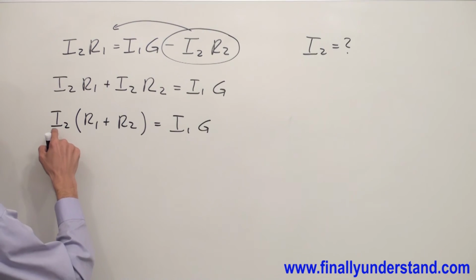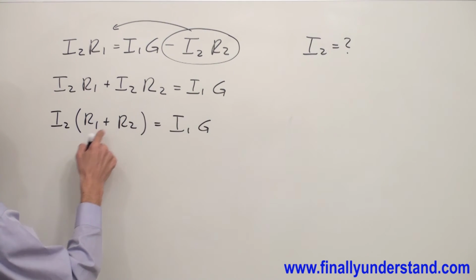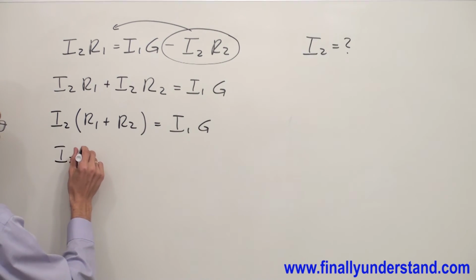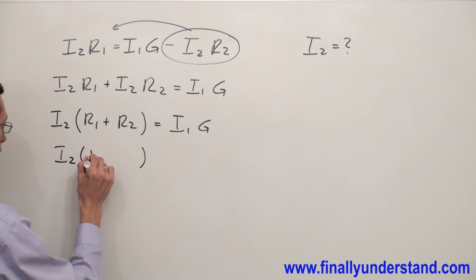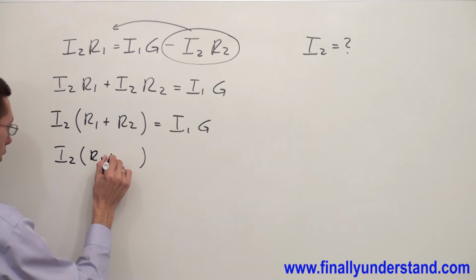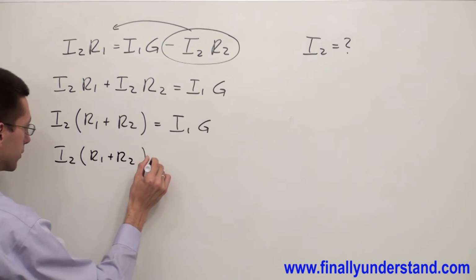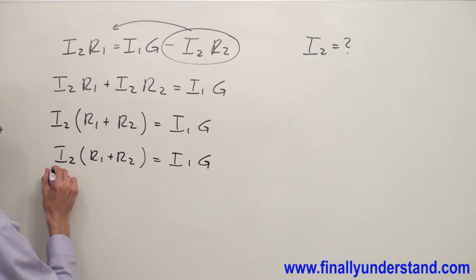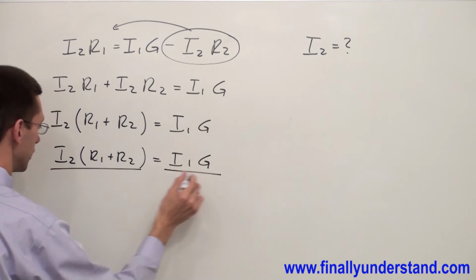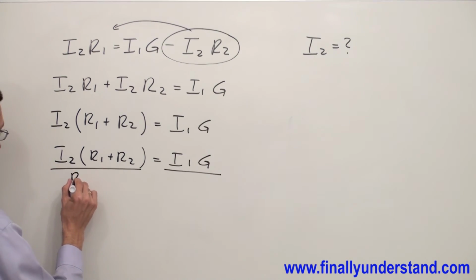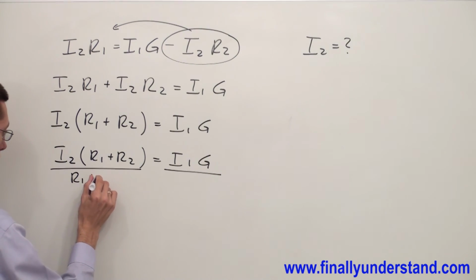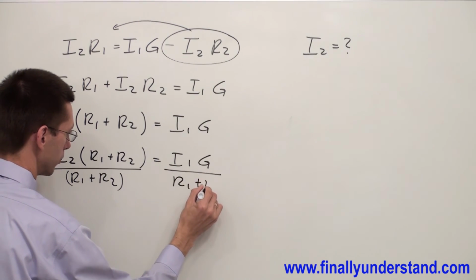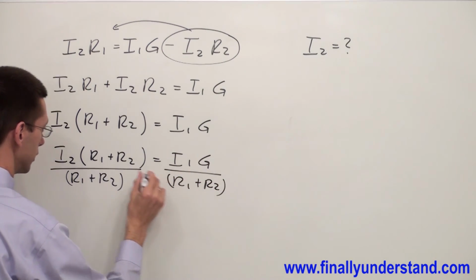Next, because I2 is multiplied by the parentheses, and inside the parentheses I have no I2, I'm going to divide both sides of my formula by the parentheses. Let me copy this down one more time to make sure you see everything step by step. So I divide both sides of the equation by R1 plus R2. Take a look at what will happen.